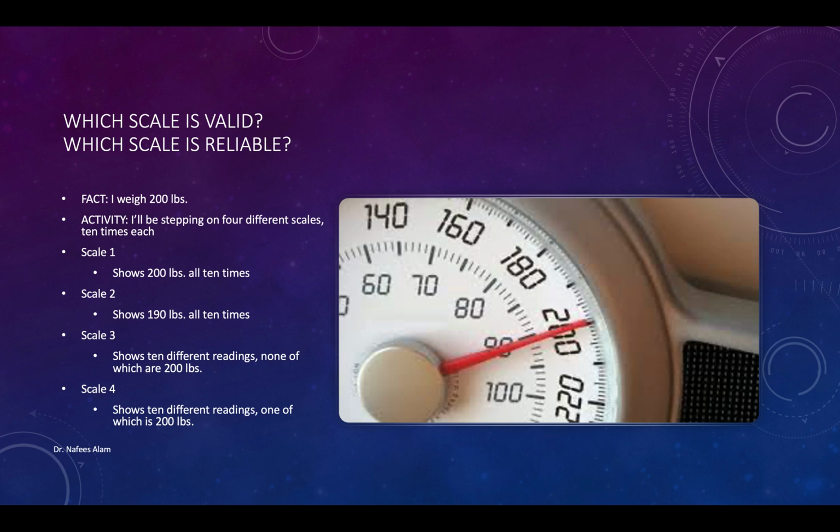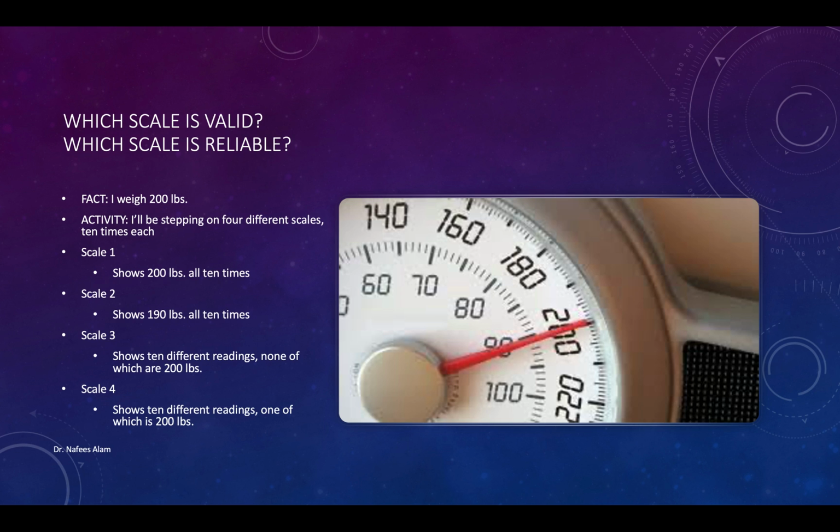Scale 3 shows 10 different readings, none of which are 200 pounds, so scale 3 is neither valid nor reliable because for it to be valid, you'd have to show me 200 pounds because I weigh 200 pounds. At no point does it show me 200 pounds, therefore this scale, scale 3, is not valid. Nor is it reliable because it shows 10 different readings. It's not the same reading at any point. Therefore, scale 3 is neither valid nor reliable.